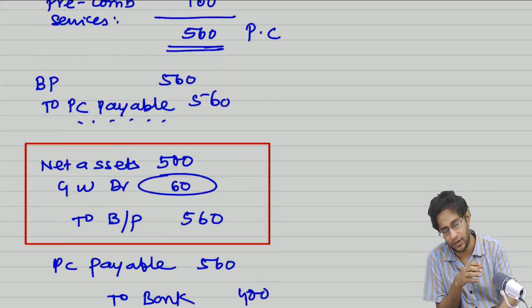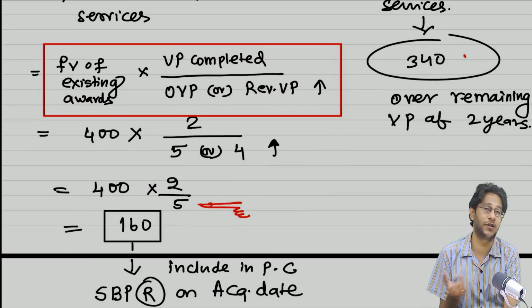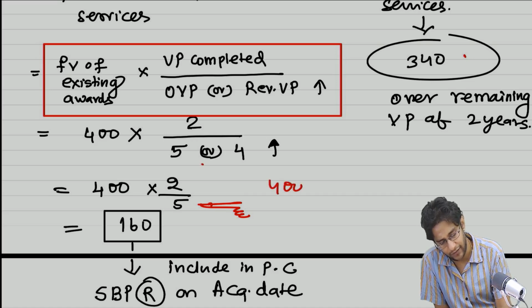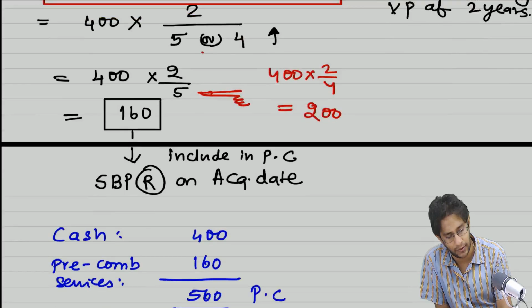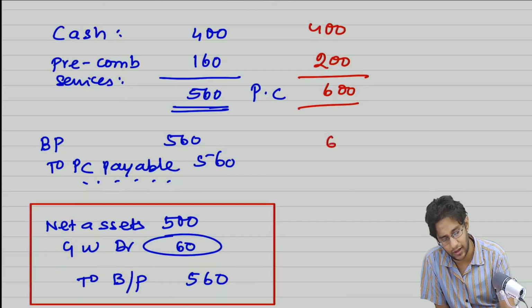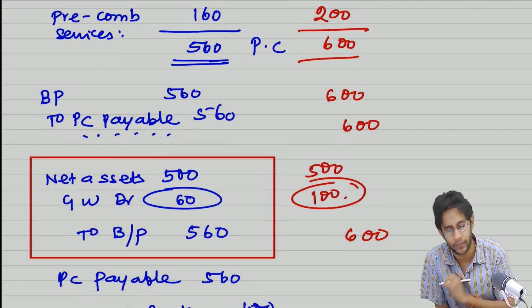Now, here you observe. Suppose, because 5 is technically incorrect, because ultimate ESOP's vesting period is not 5, it's only 4. I ignore 5 and I take 4 only. That means I will take 400 into 2 by 4. I will have an amount of 200. What will happen? My PC will be, this is 400, this is 200, this will be 600. First entry I will record with 600. The second entry also will record with 600. Here the moment I write 500, my goodwill number will be 100.